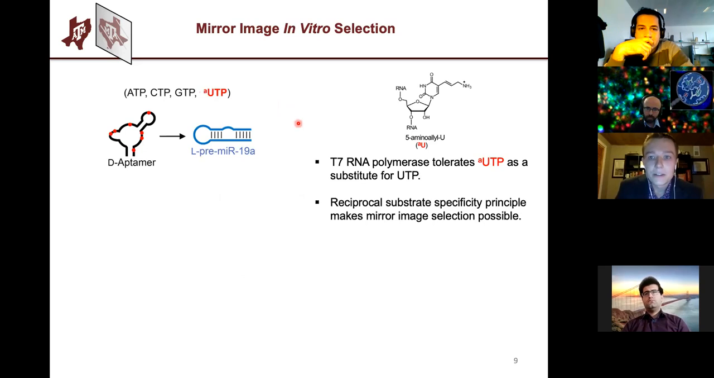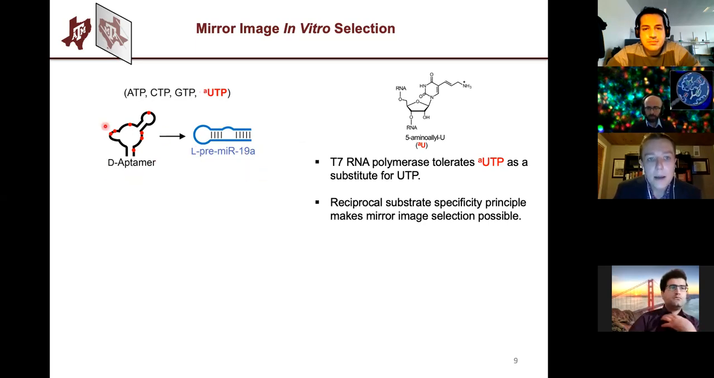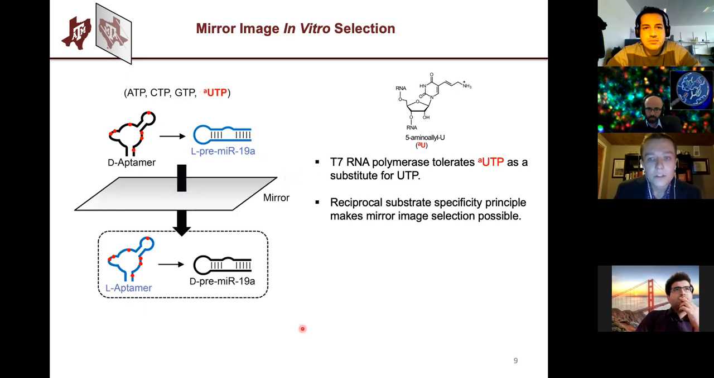All right, so now how do we do a mirror image selection? Mirror image selection we do by synthesizing the L version of our target and selecting an aptamer, which is a D-RNA library like I showed before, against this synthetic L target. And then we switch at the very end. Once we've isolated an aptamer that we know binds, we synthesize it in L, and this property known as reciprocal substrate specificity makes it so that the L-aptamer will now bind the D-RNA target.